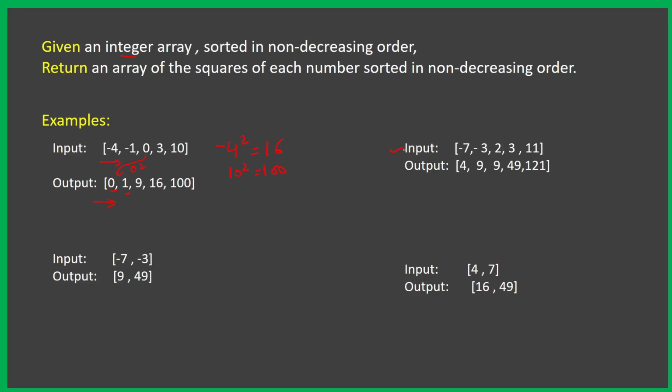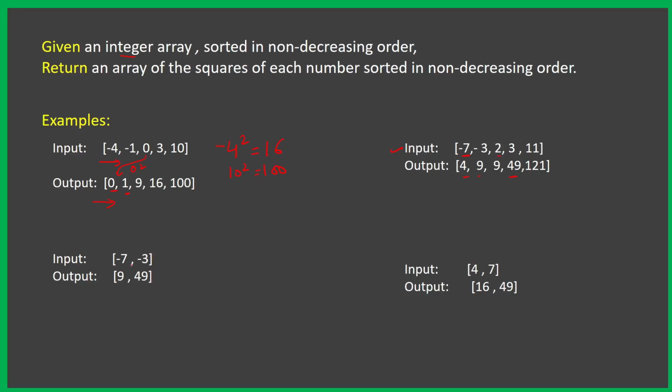Now your input can be this way also. So here -3 and 3 both will give me 9 as the square. So the square of a negative number is also a positive number. Here all these numbers are also in non-decreasing order. So this 4 is the square of this 2, this 9 is the square of -3, this 9 is the square of this 3, and -7 will give me 49, and 11 will give me 121.